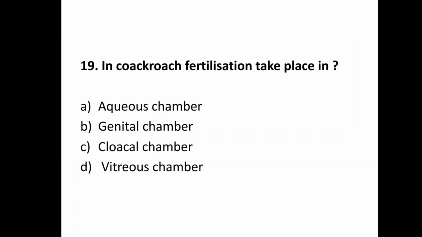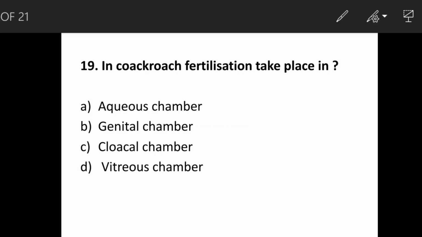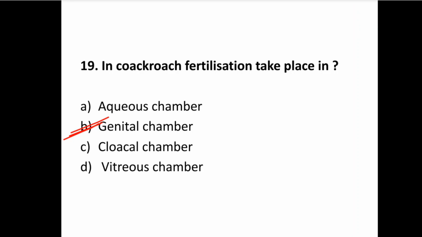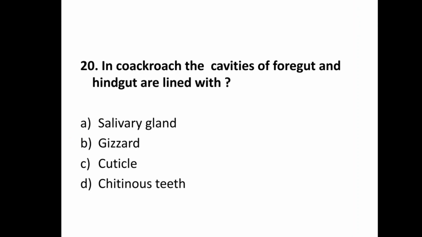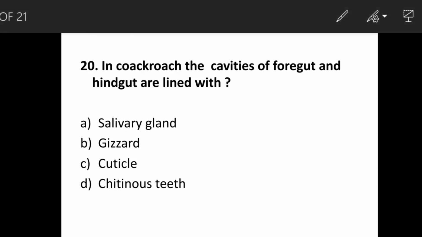Next we see, in cockroach, fertilization take place in aqueous chamber, genital chamber, cloacal chamber, vitreous chamber. Comment your answers. So the right answer is option B, genital chamber. In cockroach, fertilization take place in genital chamber. Next we see, in cockroach, the cavity of foregut and hindgut are lined with salivary gland, gizzard, cuticle, chitinous teeth. Student, comment your answer. Right answer to this question is option C, cuticle.